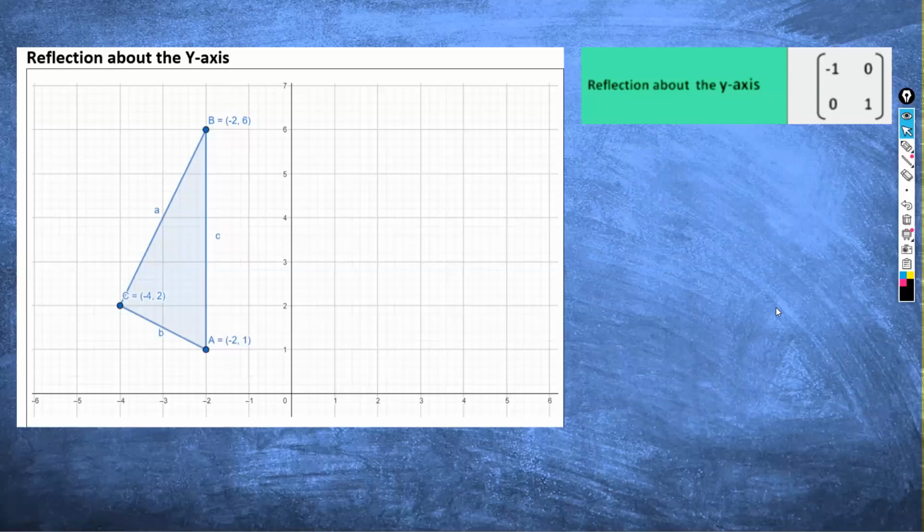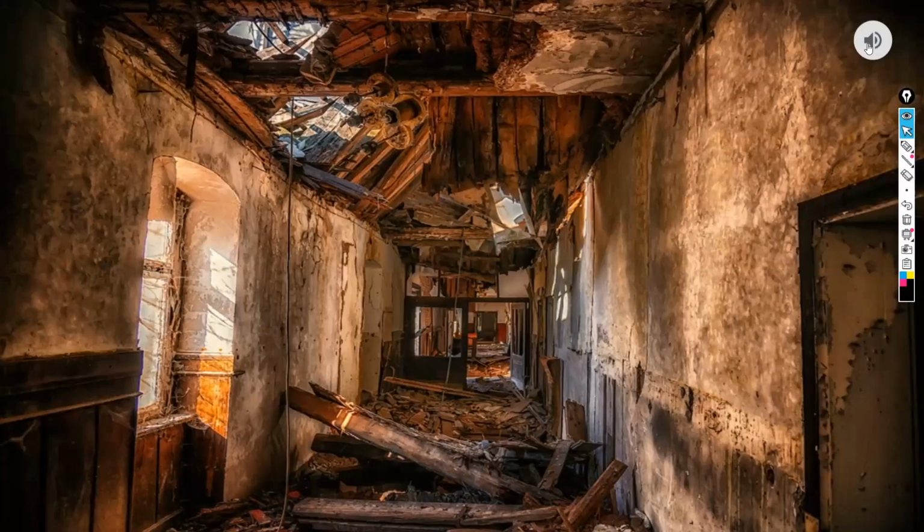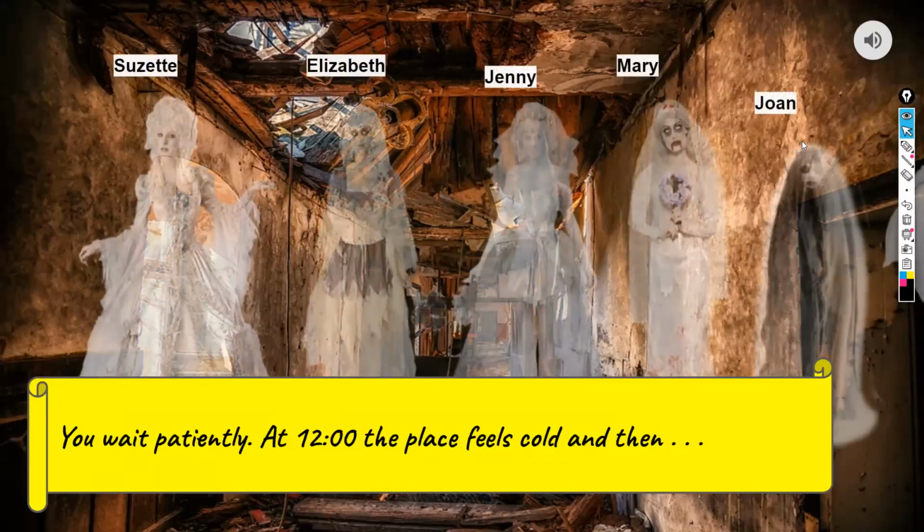Let's move on to the next question here. It will do you good to remember the names of the ghosts, right? They have a very important part in the story later on.